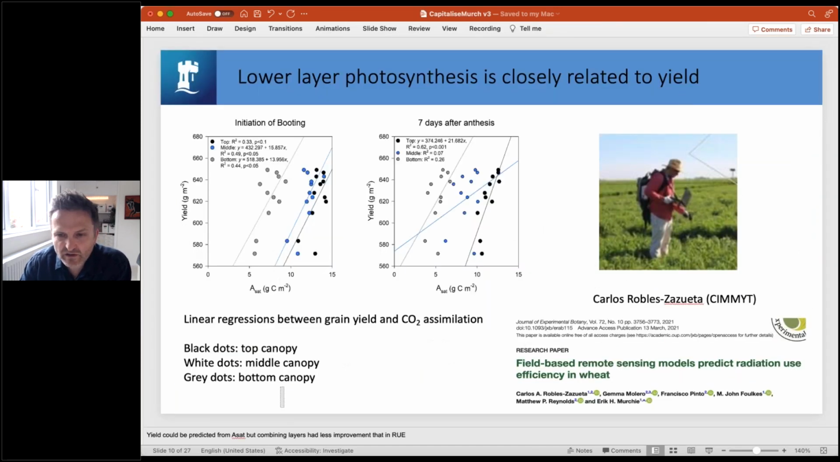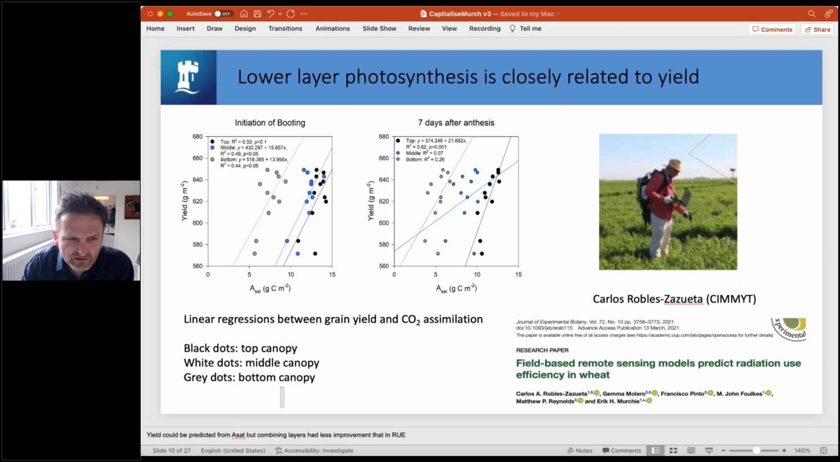Okay, so when we look at the literature, we find that most measurements of photosynthesis have been made at the top layer of canopies. This is pretty much convenience, but it's also thought that the flag leaf, in the case of cereals, is one of the most important contributors to yield. So to investigate this, one of our PhD students, now working at CIMMYT, Carlos Robles Zazueta, put this to the test using a combination of gas exchange, spectral reflectance, leaf area, and yield components analysis.